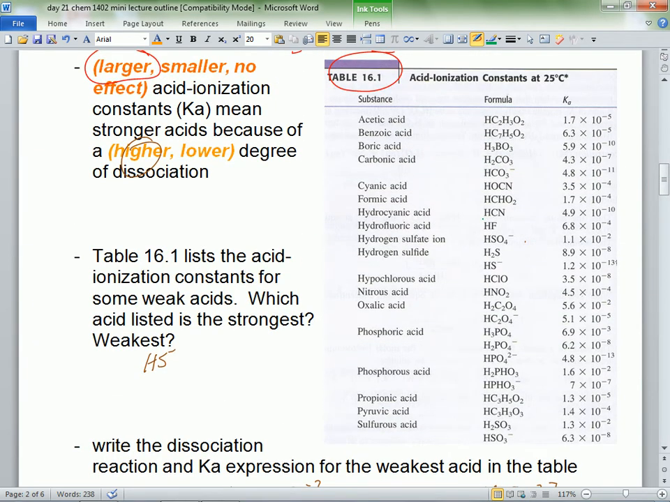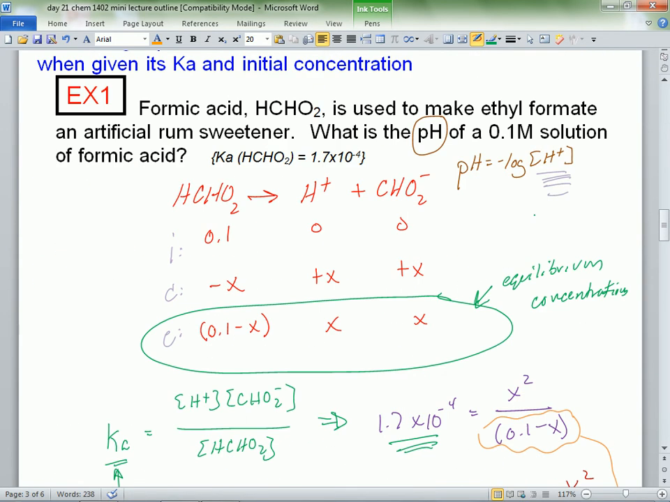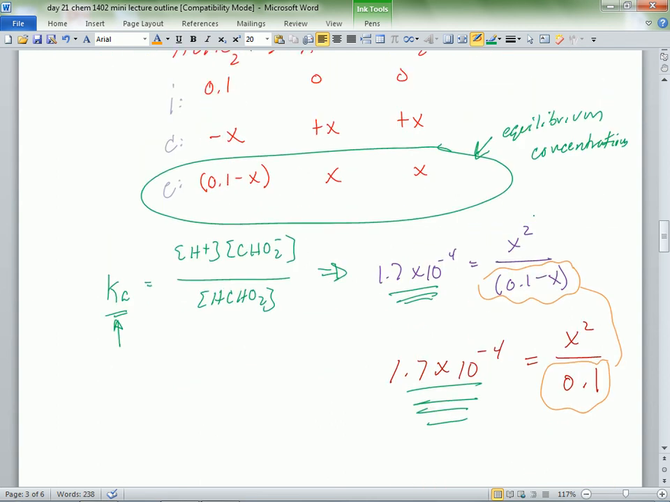So what Ka's would that be? Ka's that are huge or Ka's that are small? Ka's that are small. Why? You're exactly right. And the smaller the better, because all of this is wrong. Closer to 0. Ka is really, really small.